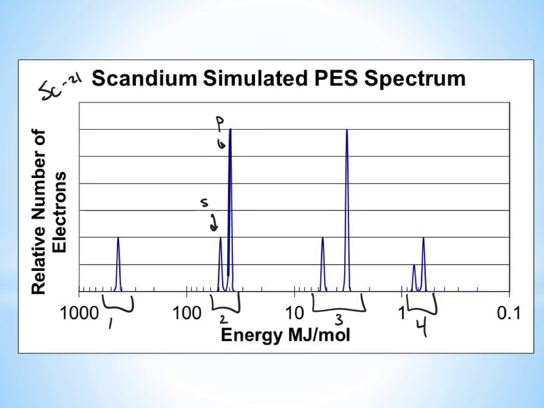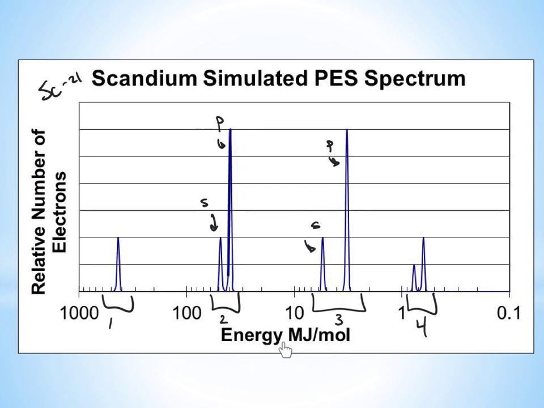Take a look at the third energy level here. These are the s electrons of the third energy level, and these are the p electrons of the third energy level. And notice that it takes less energy here to dislodge the third energy electrons than it does to dislodge the second energy electrons because they're further from the nucleus. And the further they are from the nucleus, the easier they are to remove, which requires less energy to do so.